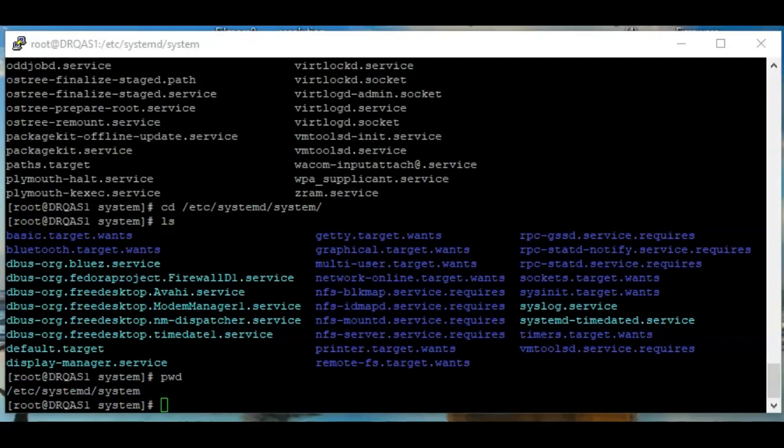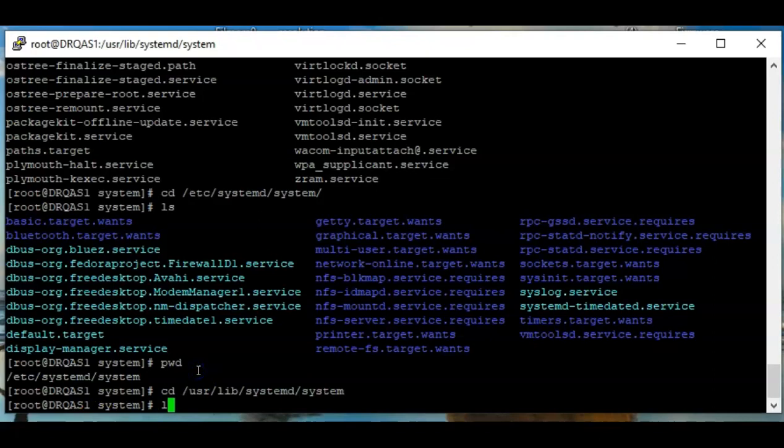A unit file defines how the unit or object functions. For example, a mount unit file will define how a mount point functions, while a service unit file will define how the services function. Let's take a look at one of the service unit files in /usr/lib.